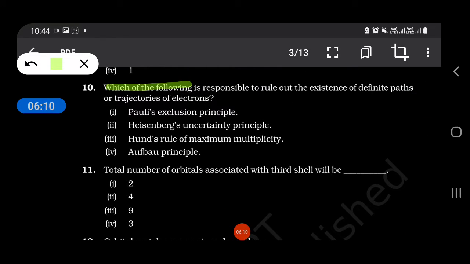Which of the following is responsible to rule out the existence of definite path or trajectory of the electrons? So our answer is Heisenberg's uncertainty principle, because you can't find the velocity when you are finding the position, and you can't find the position exactly when the velocity is not known. So you can't find the velocity and position at the same time of an electron present in an atom, according to Heisenberg uncertainty principle.